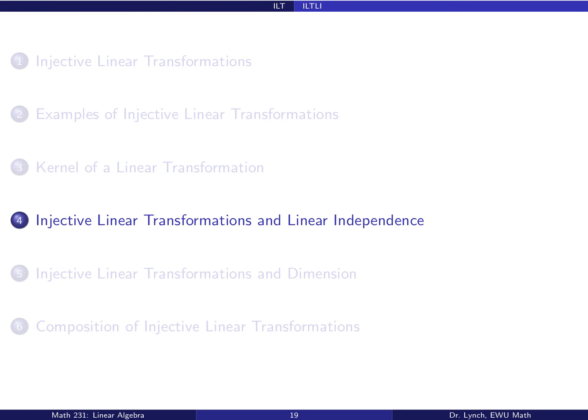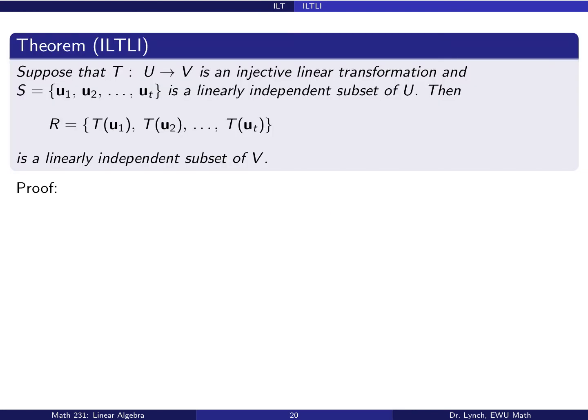Okay, let's talk about injective linear transformations and linear independence. So here's the theorem. Suppose that we have an injective linear transformation and a linearly independent subset of the domain. Then the set containing the image of that linearly independent subset is also linearly independent.